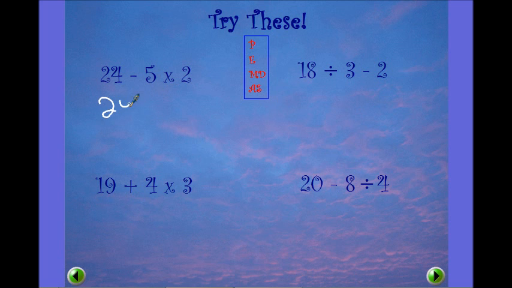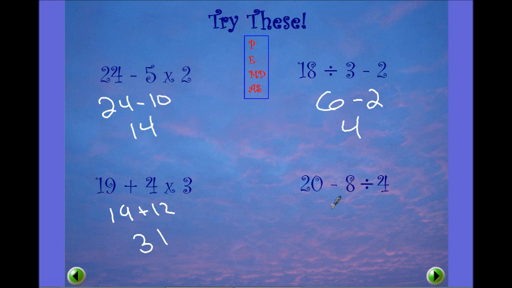Alright, 24 minus 10, which that's going to give me 14. Down here I'm getting 19 plus 12, which is going to be a 31. This is going to be a 6 minus 2, which is 4. Over here, 20 minus 2, which is 18.